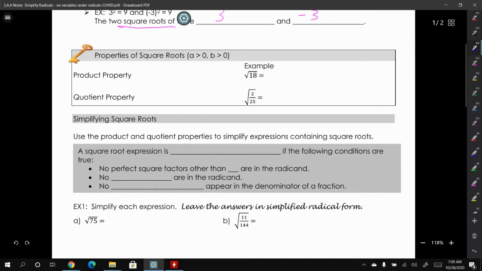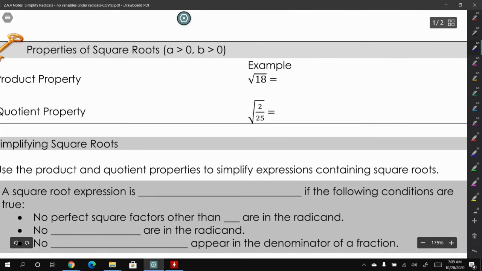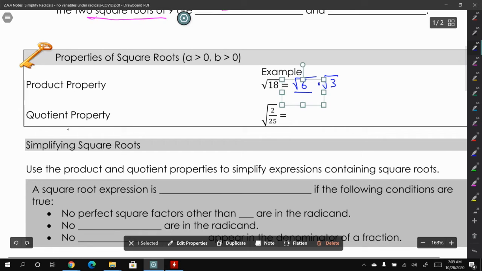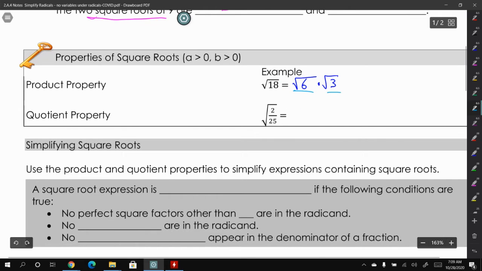Now, the product property of square roots allows us to split things up in our radical, or our square root. So we could write the square root of 18 as the square root of 6 times the square root of 3. We wouldn't want to do that because neither of those numbers, 6 or 3, are perfect squares. So when we break this 18 up, we want to find two factors where one of those factors is a perfect square. 6 and 3 are factors of 18, but neither of those are perfect squares.